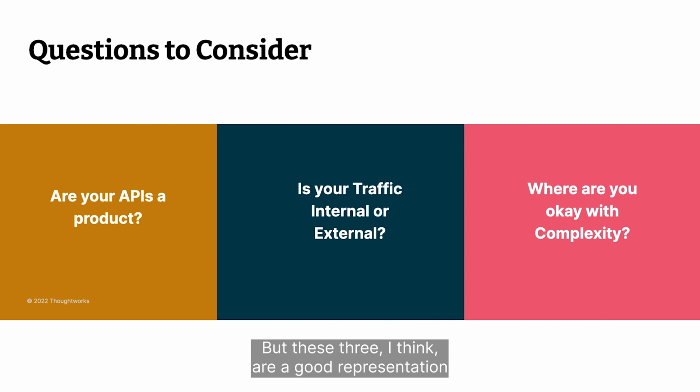But these 3, I think, are a good representation to help you think about an API gateway, think about where your actual traffic, the use case, and the non-functional requirements are that you might be able to solve, and then also think about a service mesh from a complexity standpoint and how you might be trying to solve some problems that a development team might have.